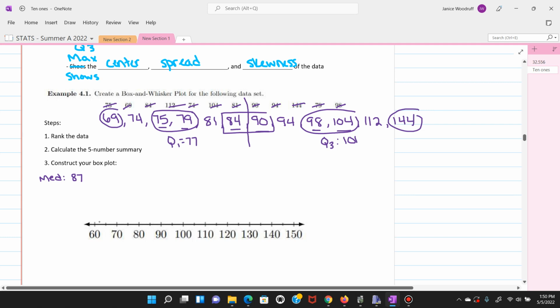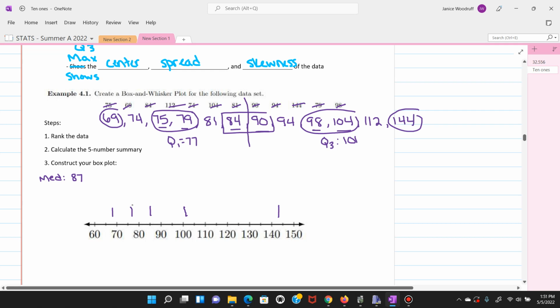Then I'm going to construct my box plot. All right, so 69 is about right here. So what I'm going to do is draw a line right here at 69 for the minimum. Okay, then quartile 1 is 77. So 75, 76, 77, about right here. I'm drawing another line. Then my median is 87. So that's going to be about right here, maybe a little bit further to the right. Quartile 3 is 101. And then my highest number is 144. So that's about right there.